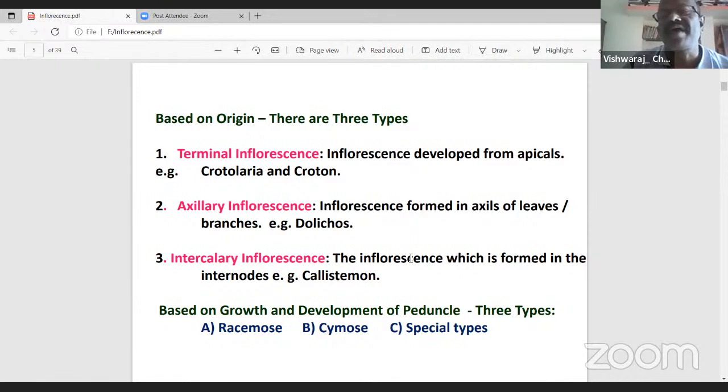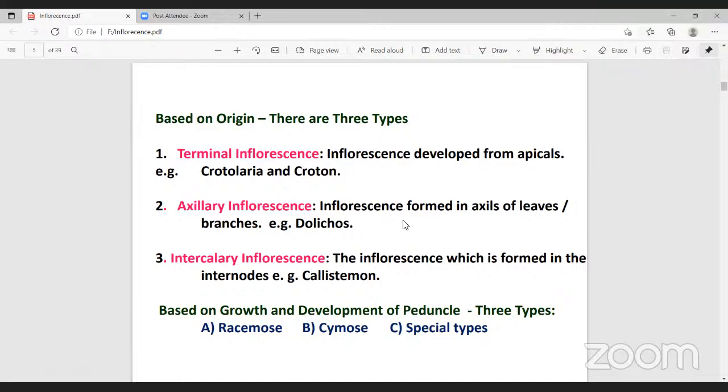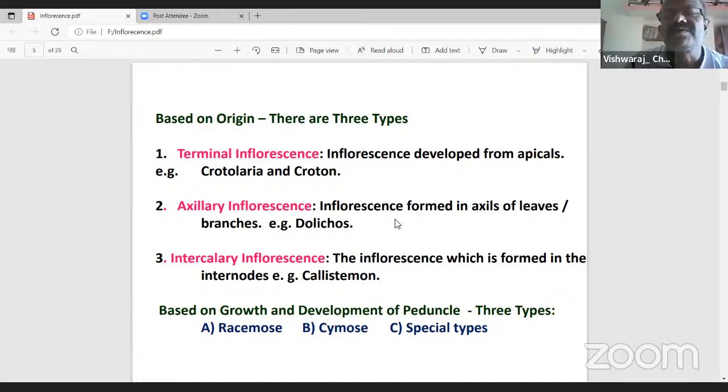Node and internode, we have seen in the stem. Suppose sugarcane divides into node and internode. Jowar stem, node and internode are clearly observed.